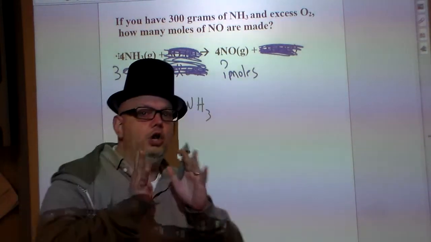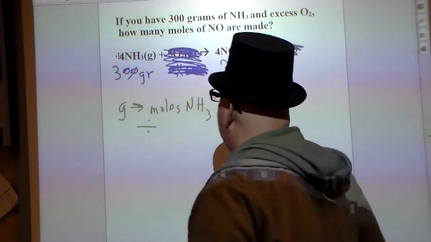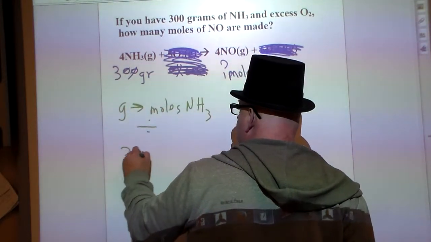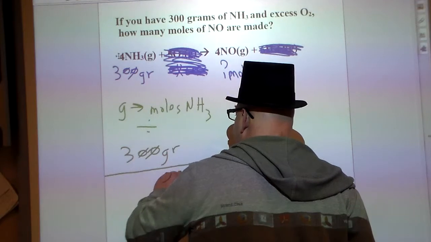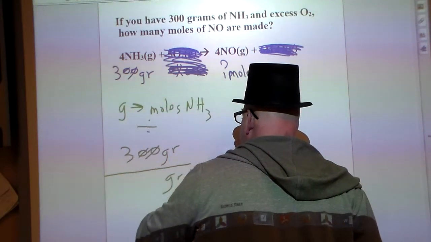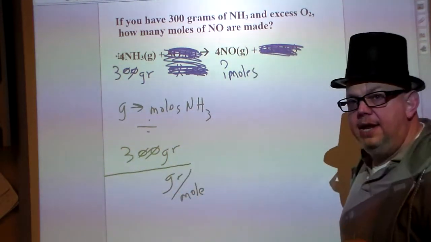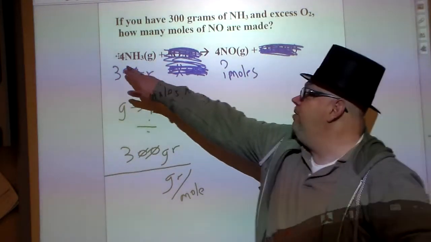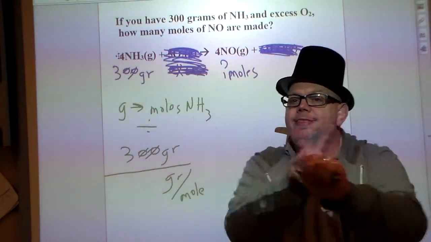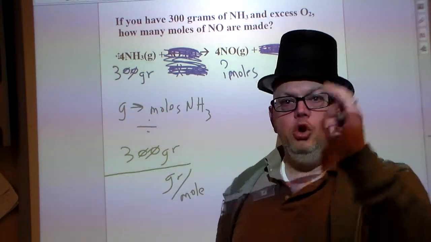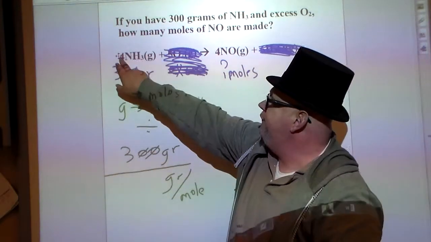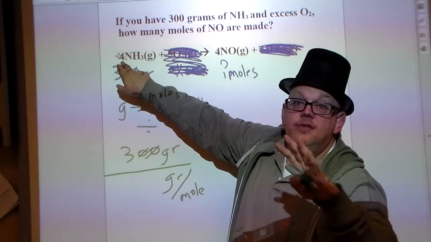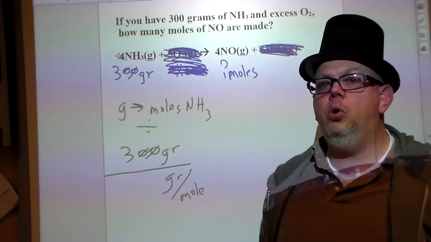Okay, but wait a minute, what are you dividing? Well, we're going to take our 300 grams that we have, and we're going to divide it by however many grams there are in a mole of NH3. Now, wait, what about the 4? That doesn't play into it. When you're going from moles to grams or grams to moles, the coefficient, in this case the 4, does not play a role in it.